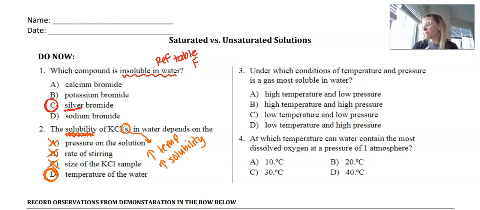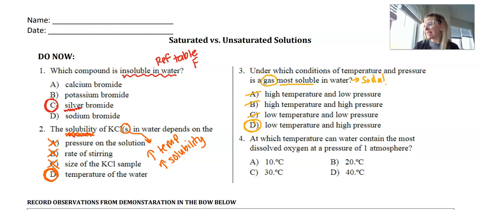All right, question 3. Under which conditions of temperature and pressure is a gas most soluble in water? So we are looking for gas solubility, most soluble. When I see questions about this, I always say think about soda. If you're going to drink an ideal can of soda, you want it to be nice and cool because low temperatures keep that delicious fizzy carbon dioxide in there. So we want low temperature and we want high pressure because if we pressurize the can, we're forcing more of that carbon dioxide into our solution. So low temperature, high pressure, think soda.